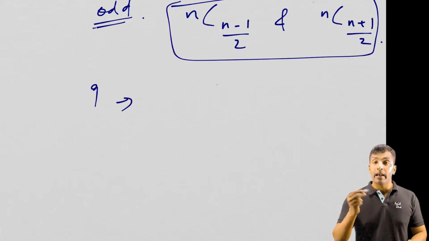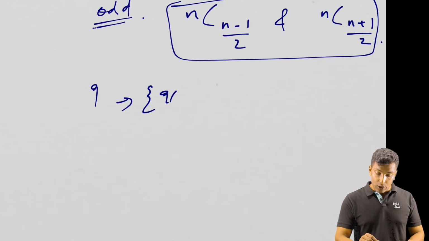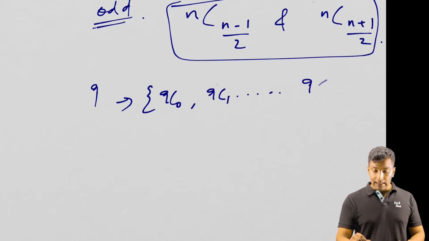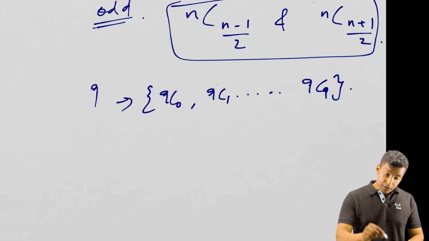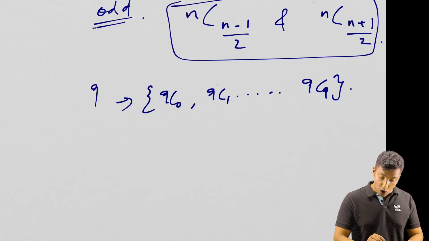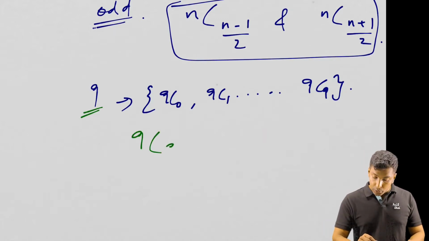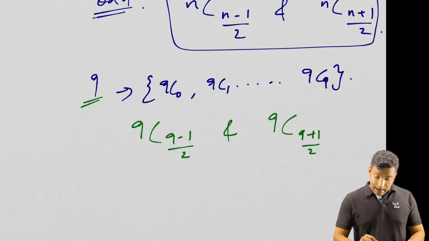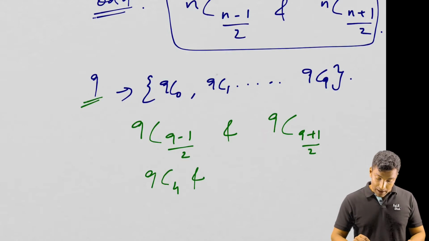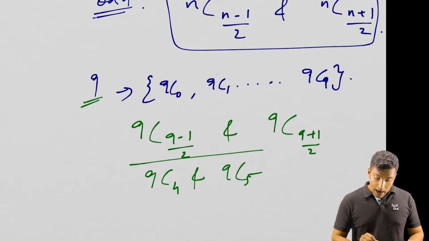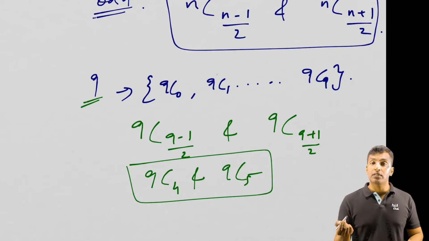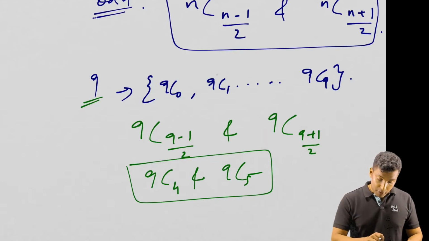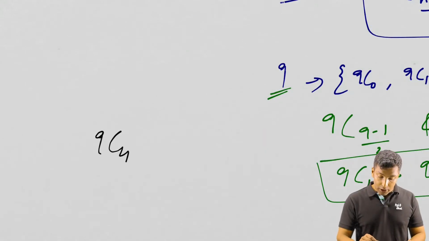For example, if your n is 9, what are the maximum values? What will be the possible nCr values? See, 9C0, 9C1, etc., 9C9. Now out of this, what are the maximum values? I told you n is odd, so there will be two maximum values. So 9C (9 minus 1) by 2 and 9C (9 plus 1) by 2. So clearly 9C 8 by 2, which is 4, and 9C 10 by 2, which is 5. So these two are the maximum values. Both are maximum values, which means both are equal. So the point here is 9C4 equals 9C5.